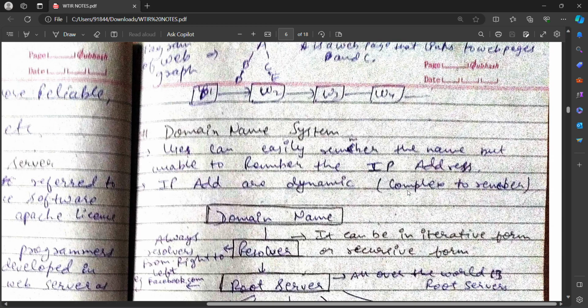They are complex to remember, but as a human, as a user, we can easily remember names like google.com, facebook.com, instagram.com, or irctc.com, mygov.in, and all that. We can easily remember these names, but remembering IP addresses is a little bit difficult for us. So that's why the domain name system or DNS comes into the picture. It will basically convert that name into the particular IP address, and then redirect you to the particular website on which you want to go. Okay, so this is about DNS.